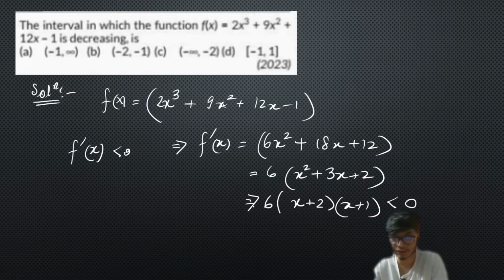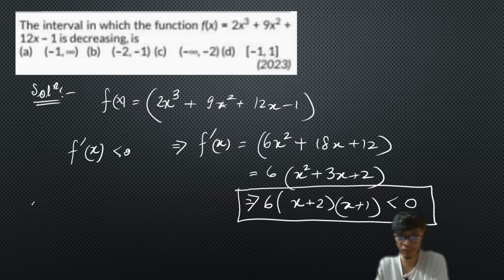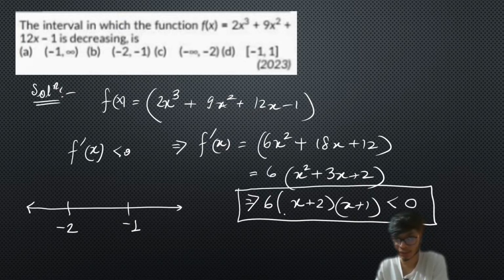For a decreasing interval I just have to solve this particular inequality, right? So this is a very simple inequality. If we use the wavy curve method, we can put the critical points as -2 and -1, and the signs will be plus, minus and plus, right? We have to find the interval where it is negative, so that is the given interval.